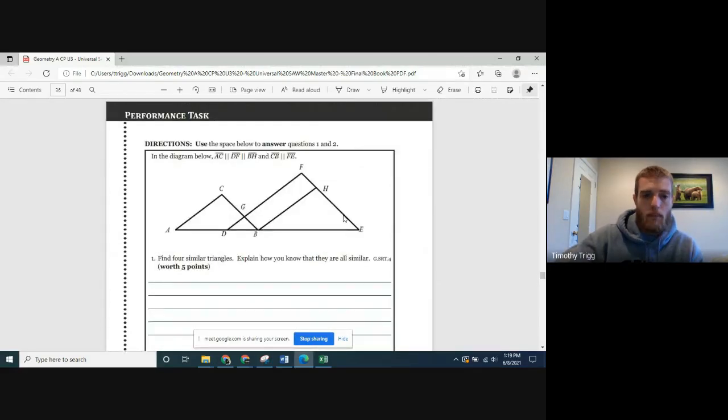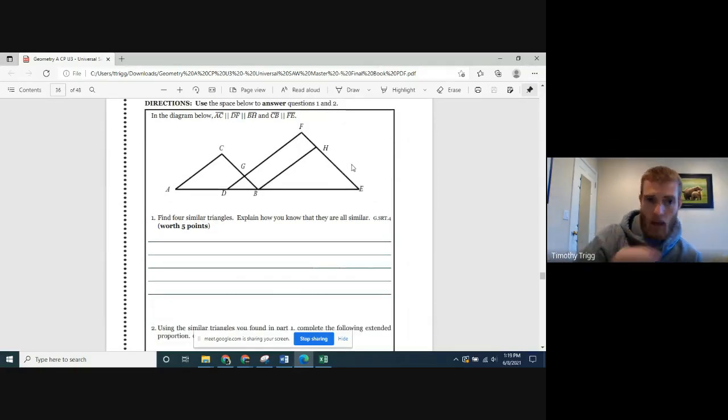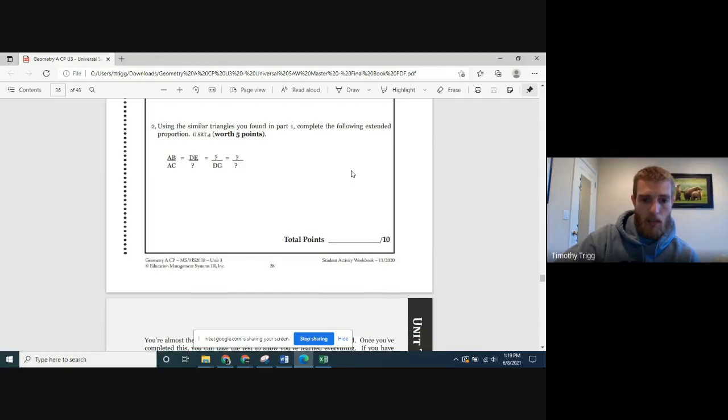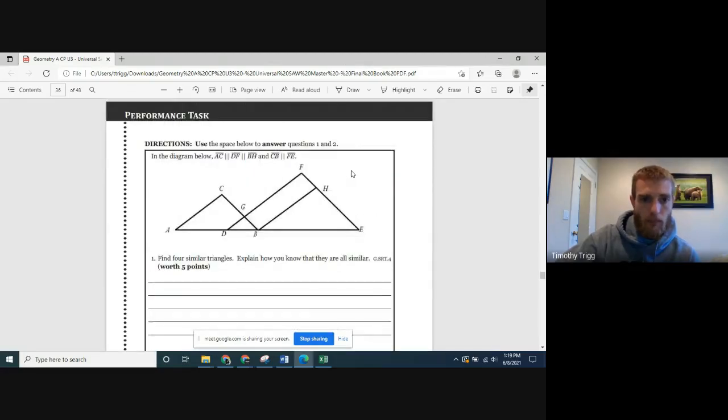Okay, so here we go. Basically, here's the assignment. Now, this is on page 28. It says, use the space below to answer questions 1 and 2. In the diagram below, AC is parallel to DF, which is also parallel to BH. So let's take a look at what they're talking about here first.